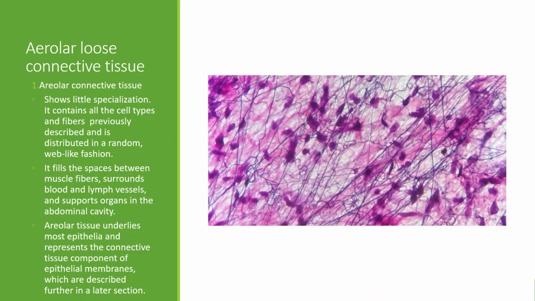You see the little skinny fibers, the blue ones, those are the elastic fibers. You see the thicker, pale, pink ones, those are the collagen fibers. You see cells, but what you don't see is any organization of the fibers, and that's what tells you it's areolar connective tissue. This is the packing peanuts of your body. It's what fills in the spaces around muscle fibers, surrounds your blood vessels, your lymph vessels.